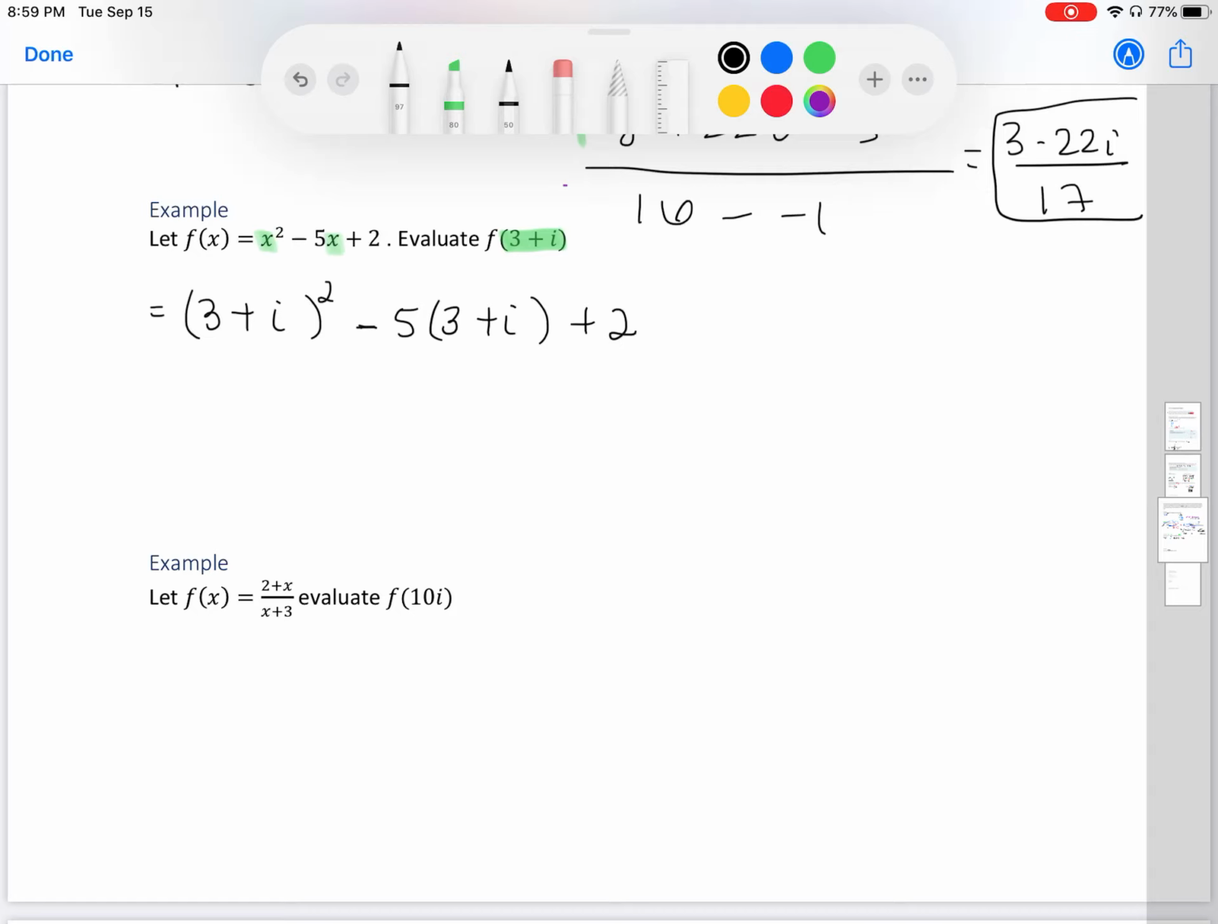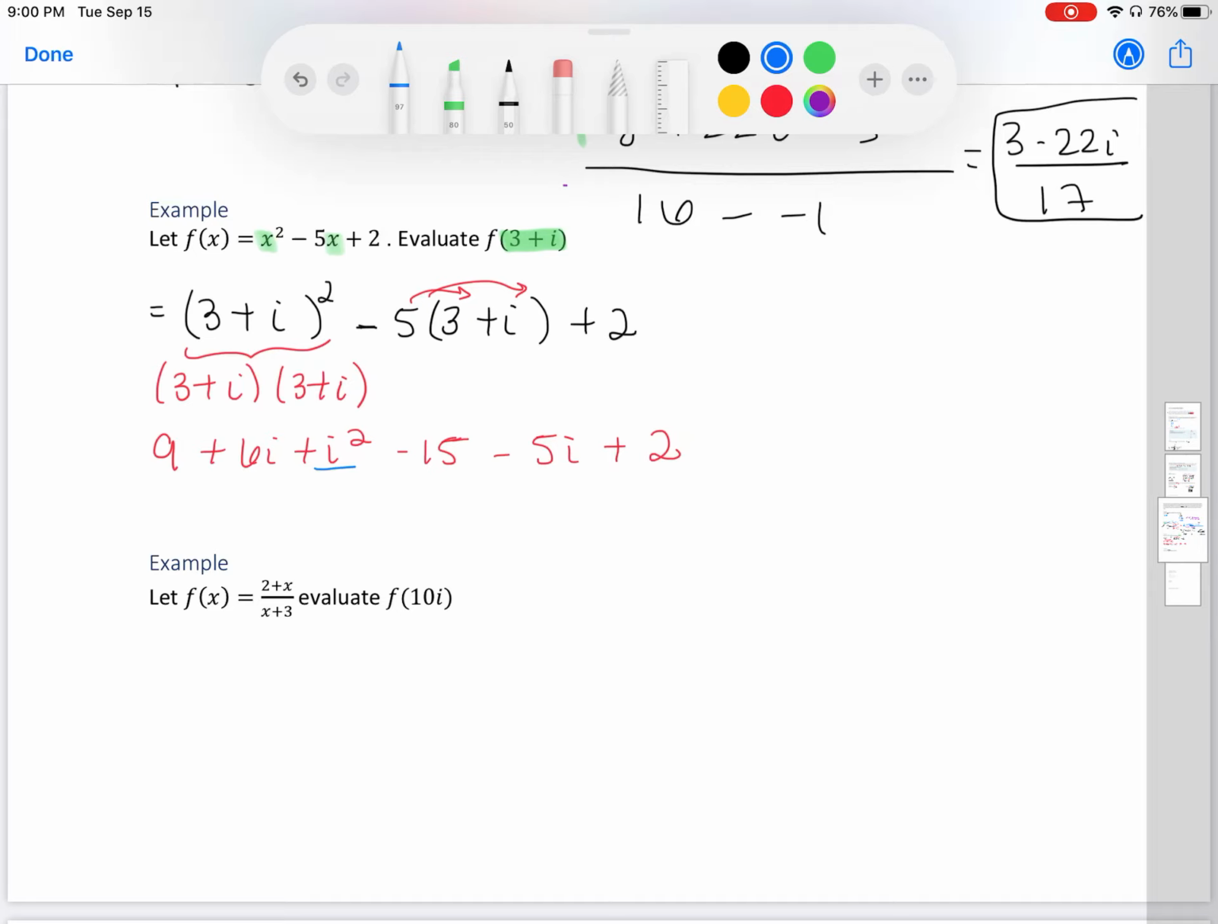All right, let's begin by FOILing, multiplying this out. So this is 3 plus i times 3 plus i. And if we multiply this out, we'll get 9 plus 6i plus i squared. Let's multiply in that negative 5. And that gives us negative 15 minus 5i. And then we have a plus 2. Remember, i squared is negative 1.